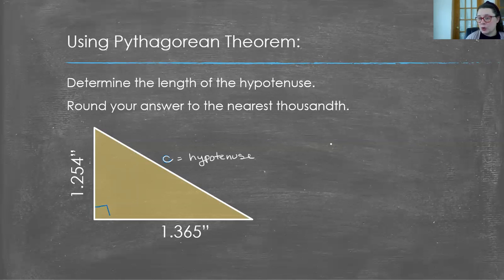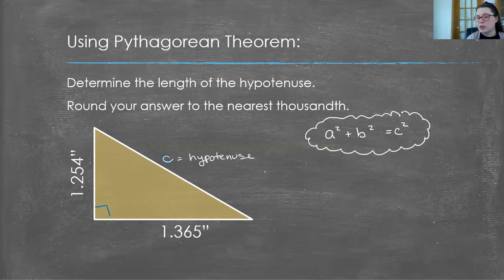So we need to know what the equation is. Now the equation for Pythagorean theorem is something you want to memorize. So a squared plus b squared equals c squared. If you don't have that memorized, put it on a cue card somewhere, stick it on a sticky note, post it by your computer. I want you to work at memorizing that. That's something that you won't be given on a block exam, but you would be expected to know.